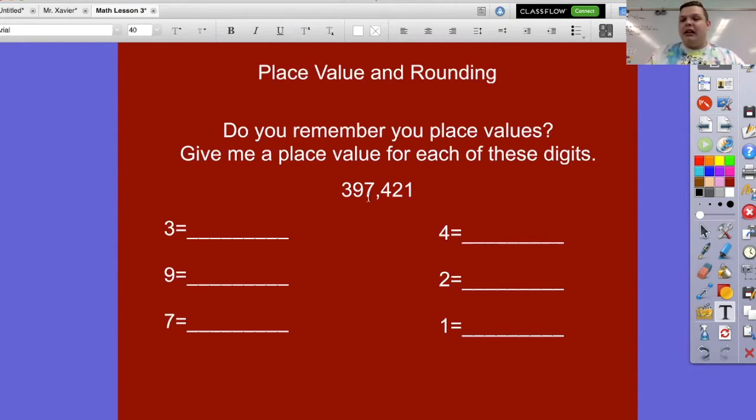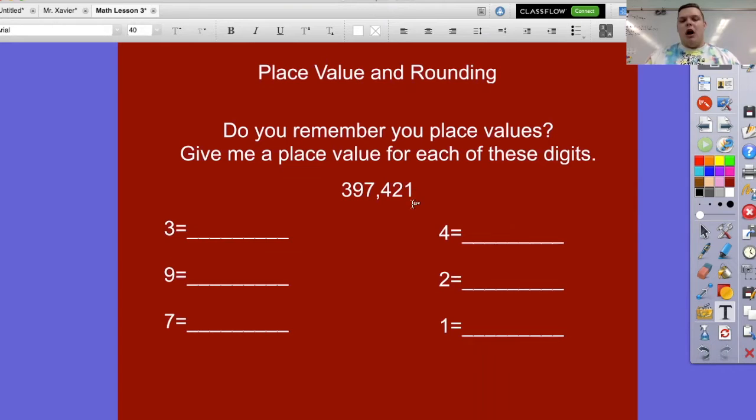So if you paused and used it, good job. If you haven't, pause real quick. The 3 is in the hundred thousands place. The 9 is in the 10,000s place. The 7 is in the thousands place. The 4 is in the hundreds place. The 2 is in the tens place, and the 1 is in the ones place.